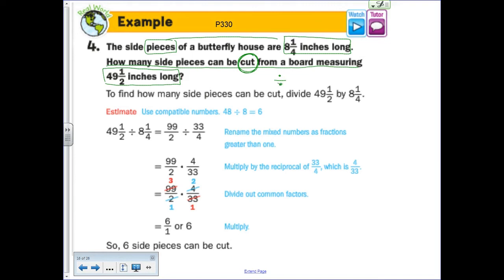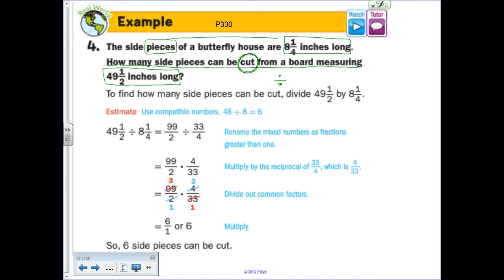Now, with our two numbers, we have to ask ourselves, which one's being divided and which one's doing the dividing. When you have a word problem that's all positive, most likely the larger of the two numbers is the one that's going to be divided. So let's read and make sure that that is the case here, because it says you have a board measuring 49.5 inches long, and we're cutting it into pieces that are 8.25 inches long.